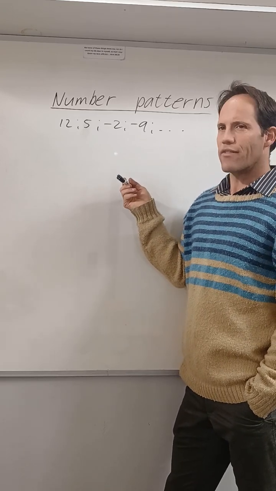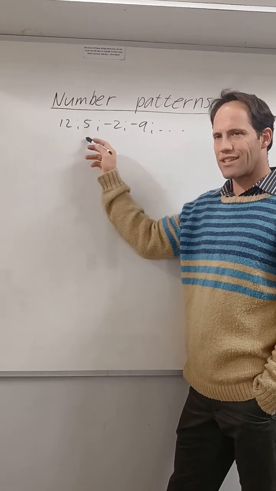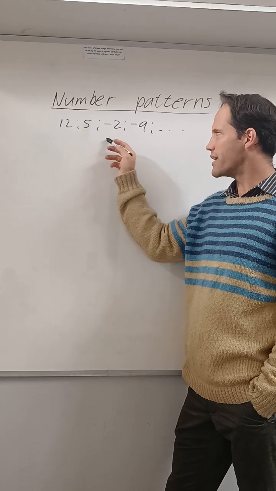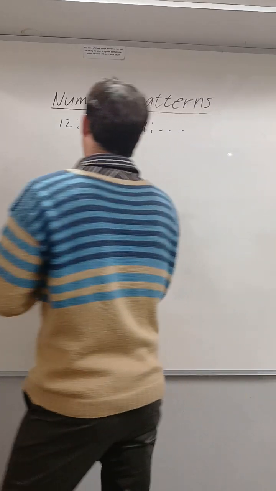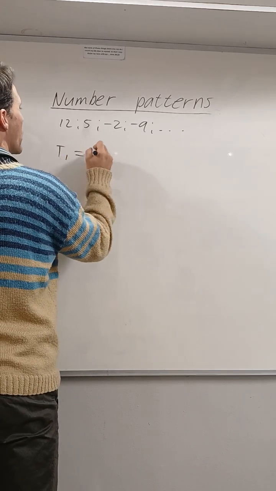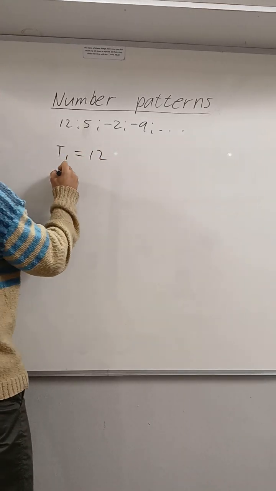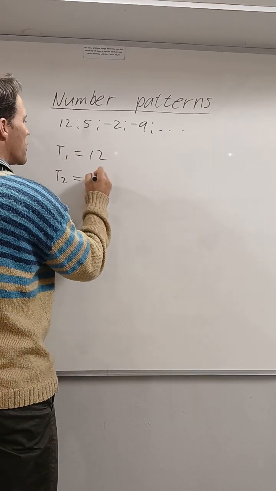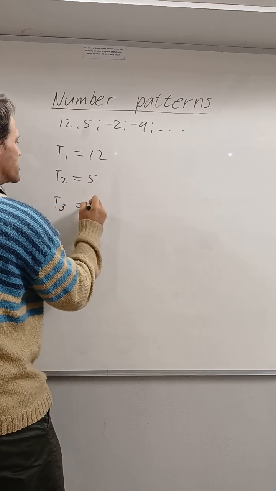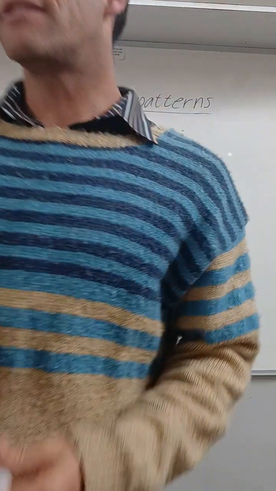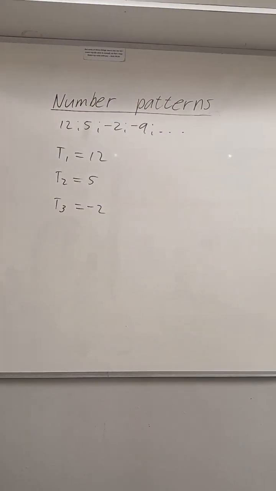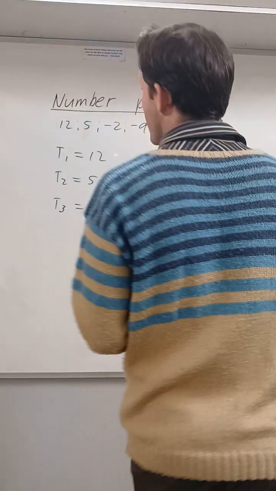Looks like it's 7. 12 minus 7 is 5. Minus 7 is negative 2. Minus 7 is negative 9. So I can say if term 1 is 12, and term 2 is 5, and term 3 is negative 2. Normally I can look at the first 3 and then already see what's going on, okay? So now you got to think carefully, okay?